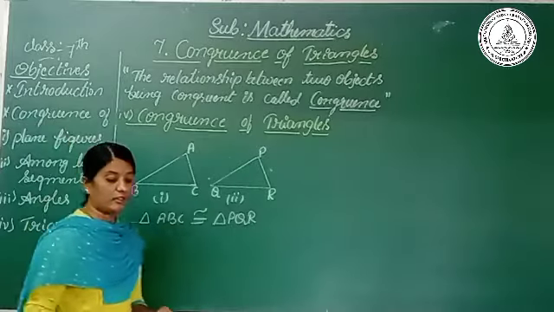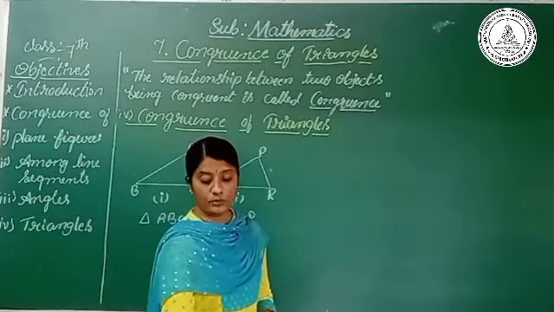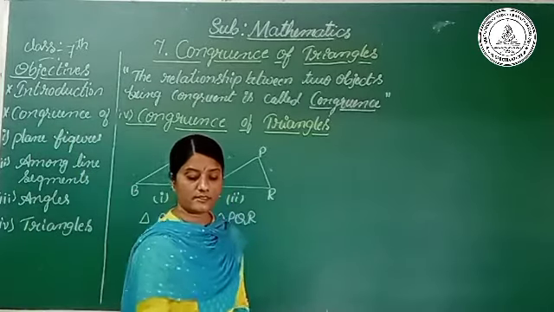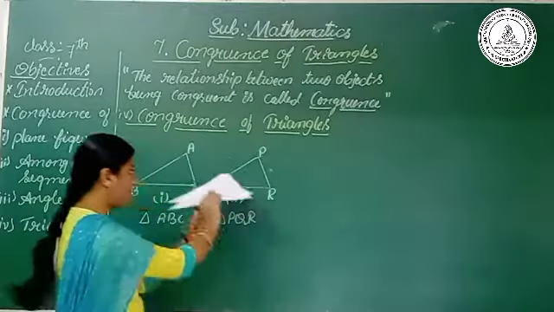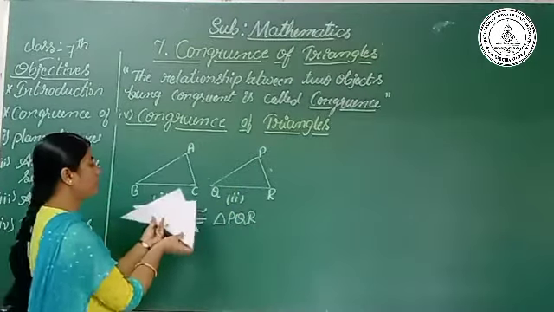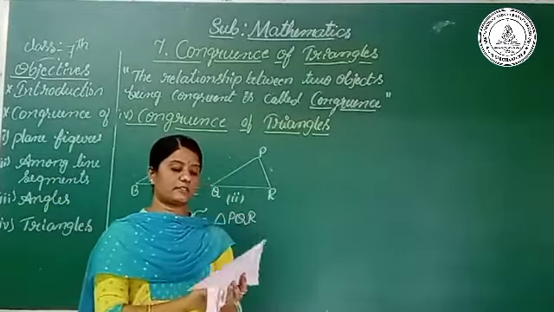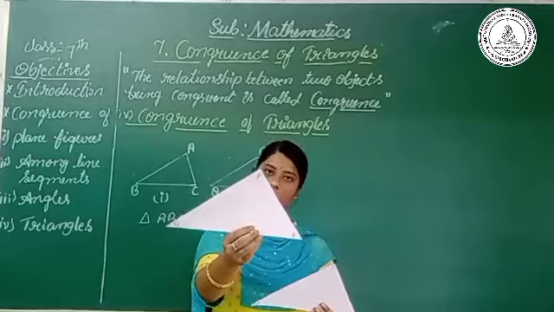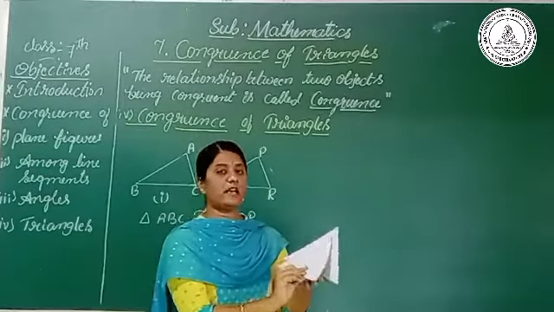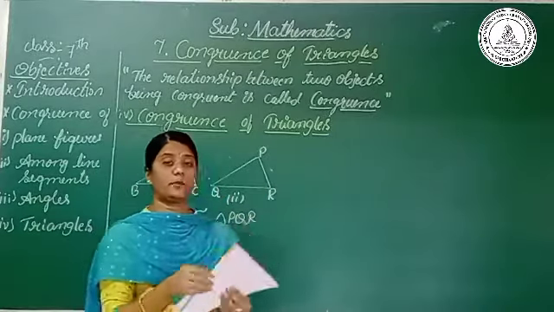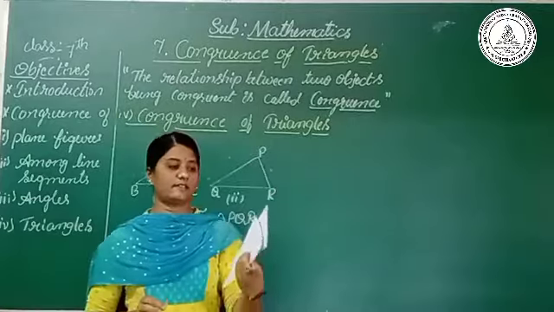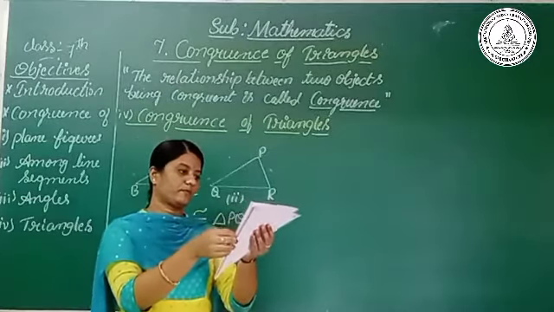Then let's see here. Here I have taken two triangles of the same type. One of the triangles is triangle ABC and the other one is triangle PQR. So I will superpose these two triangles. Let's see here.